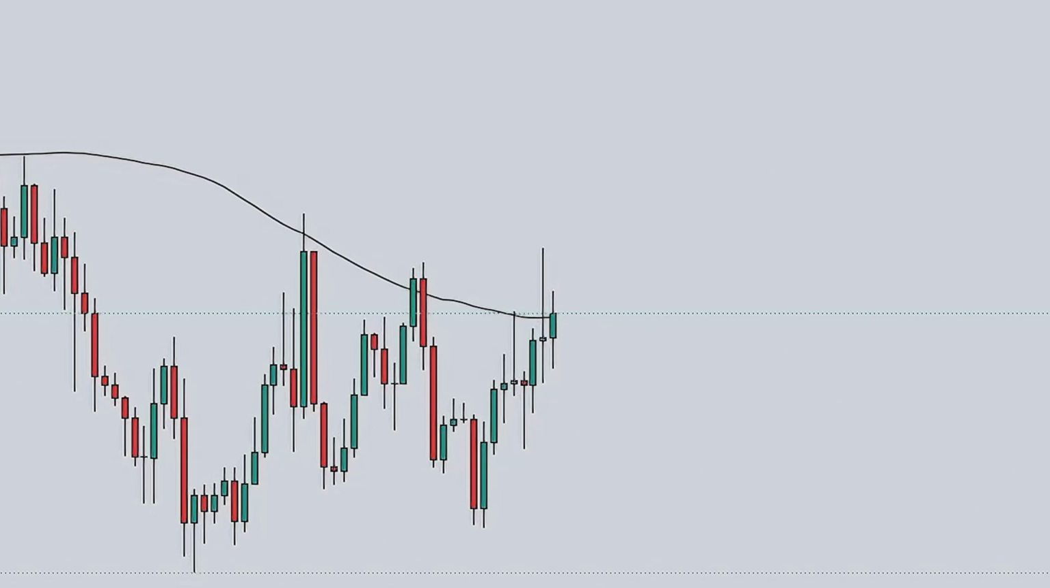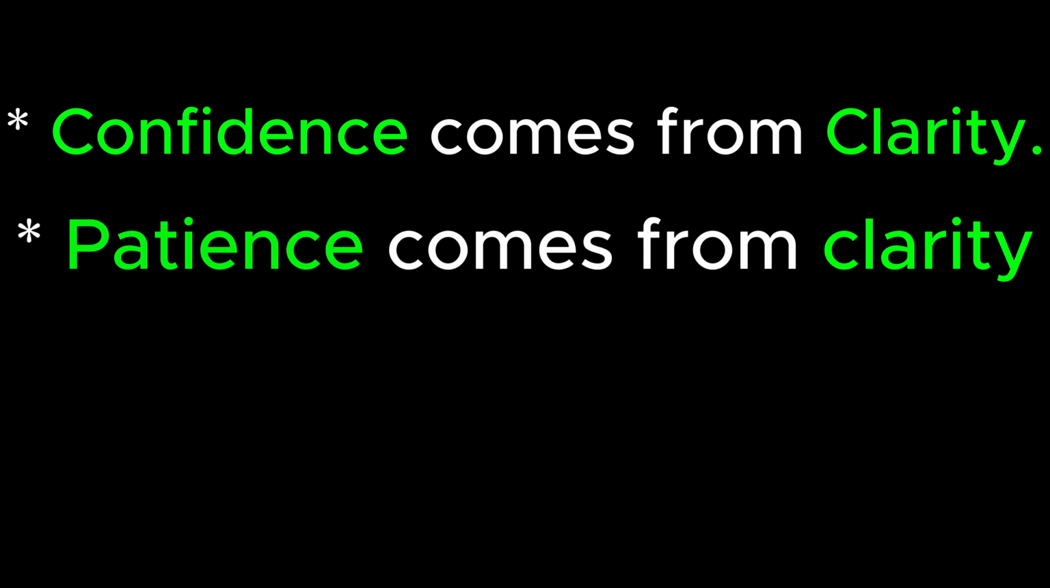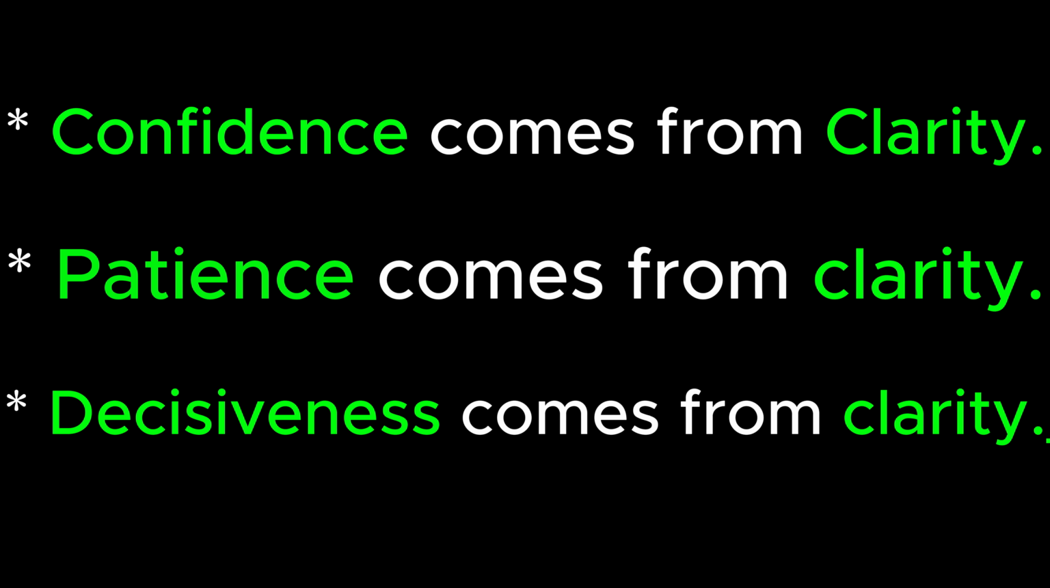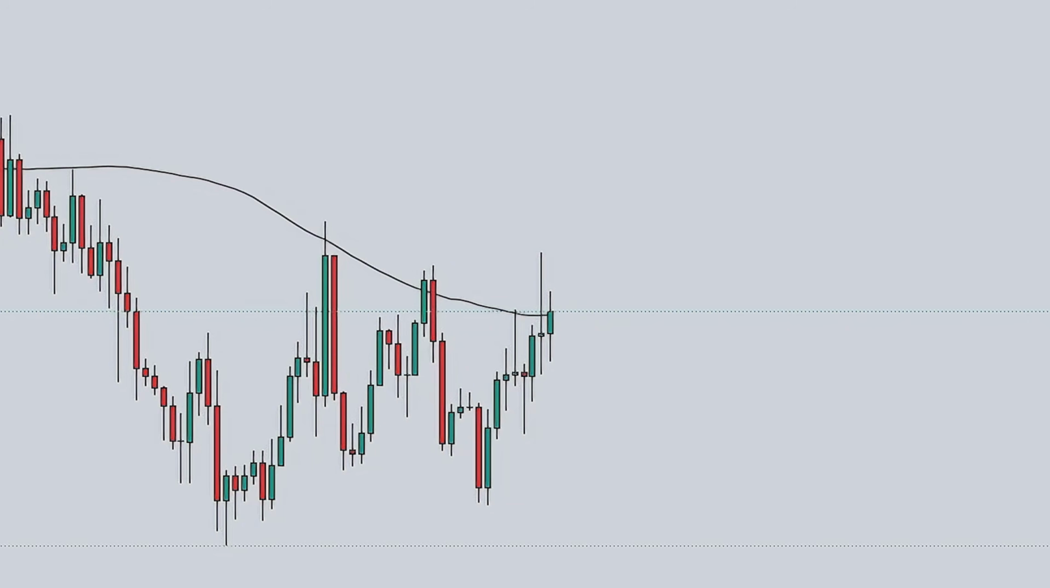Most traders do not lose because of their setup. They simply lose because they don't understand what the candles are telling them. They are either chasing moves, getting shaken out by manipulation, or constantly reacting to noise. Clarity helps you trust your analysis and stay aligned with the market. And most importantly, in my opinion, it helps you act with precision and not with emotion. Confidence comes from clarity. Patience comes from clarity. Decisiveness comes from clarity. And without clarity, you're always going to be in doubt, and you're going to be trading off of fear or hope and never from understanding.